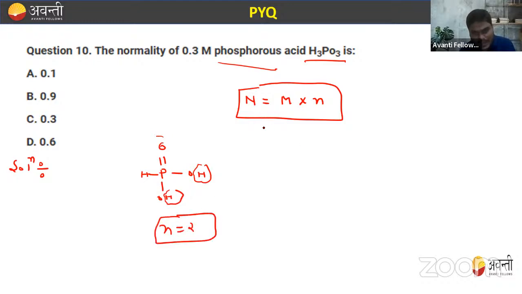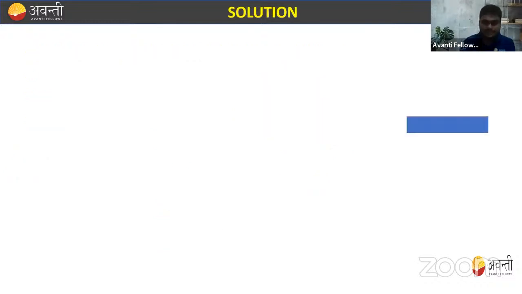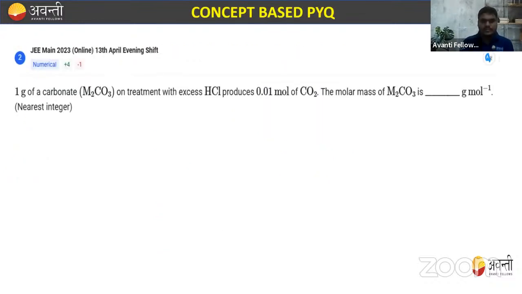ठीक है, ये सब हमने पहले डिस्कस किया हुआ है. So molarity is equal to 0.3 and N factor is 2. So it comes out to be 0.6. So this is a very simple question. That is the normality of 0.3 molar phosphorus acid H3PO3. ठीक है, तो आई होप तुम लोग को सबको ये समझ आ गया होगा यहाँ तक बहुत इजी तरीके से.